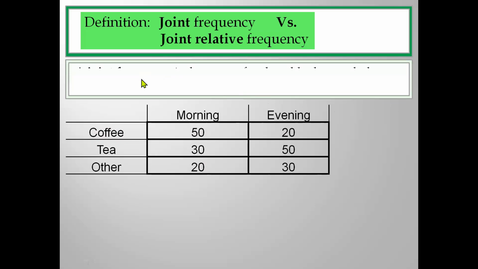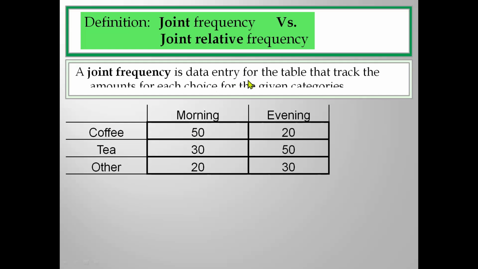Let's cover joint frequency formally now. Joint frequency is the data entry for a table that tracks the amount for each choice for given categories.